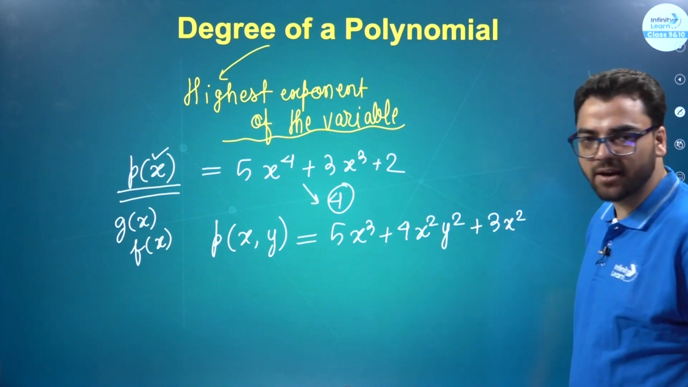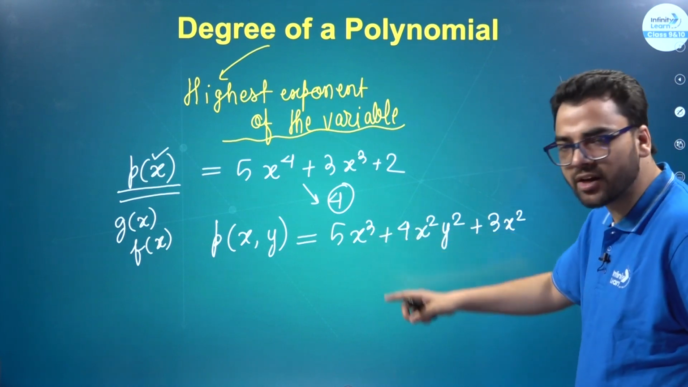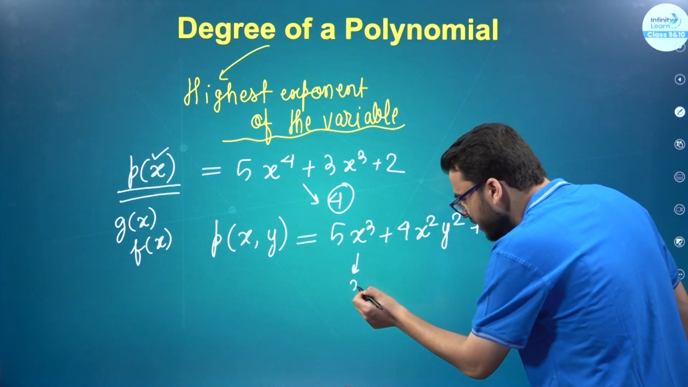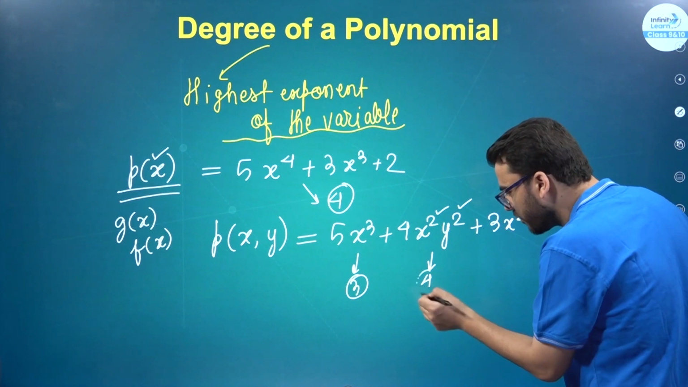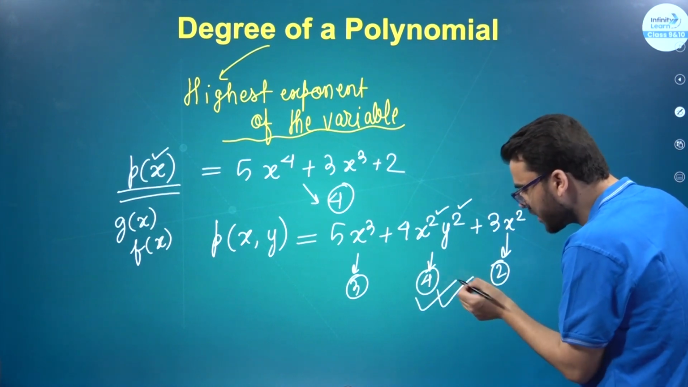So what is the degree of this polynomial? You might directly see it and say 3, but that is not the degree, because two variables are multiplied. This is 3. Over here, 2 plus 2, 4. This thing is giving 4. And this is 2. So therefore, the degree of this polynomial is 4.